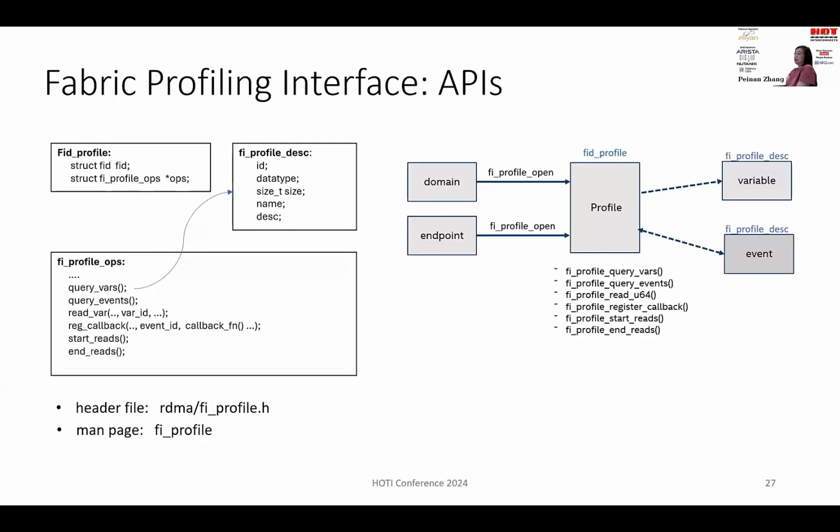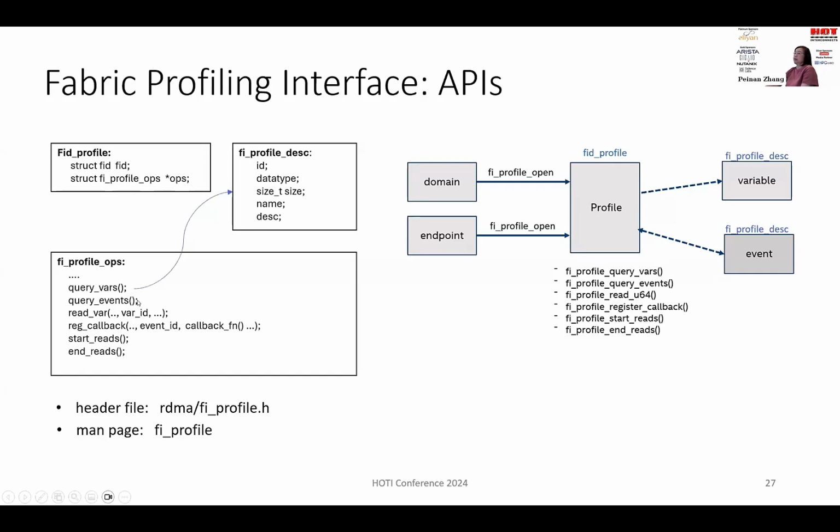Here is the object type, a new data type defined for supporting the profile object in the APIs. The profile is defined as an object, the same as other objects in Libfabric. It is defined with a FID and a set of ops that can be applied to this object. Here, the set of operations includes read vars and read events. These will return a list of variables and events.